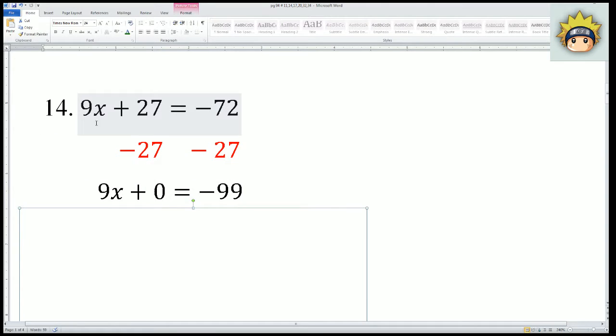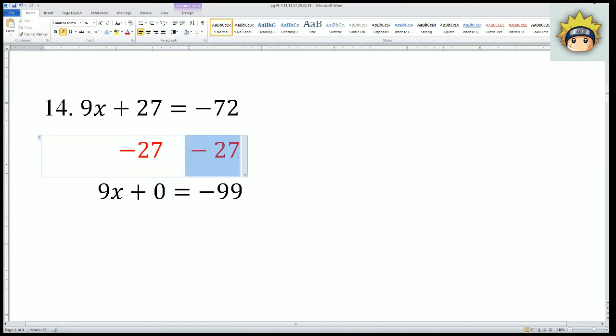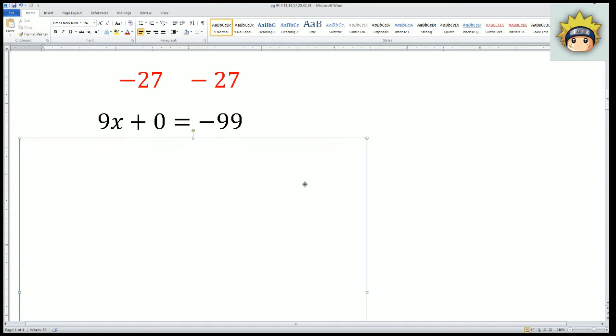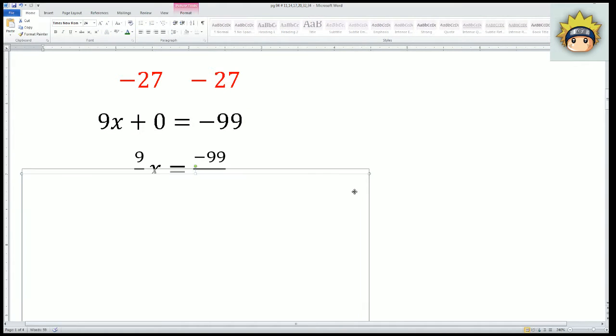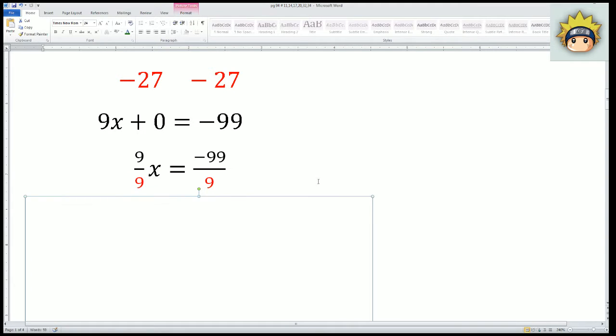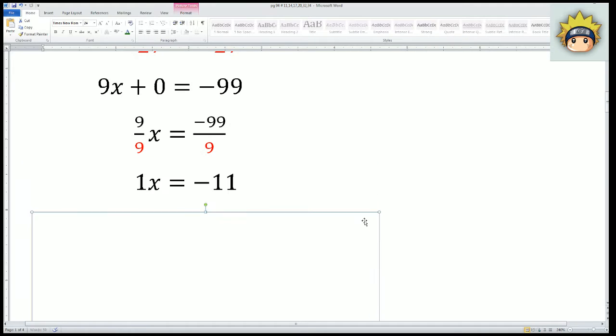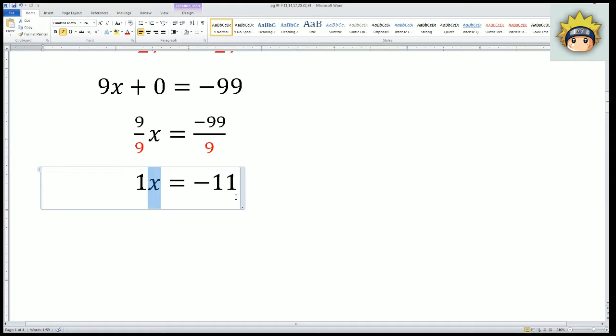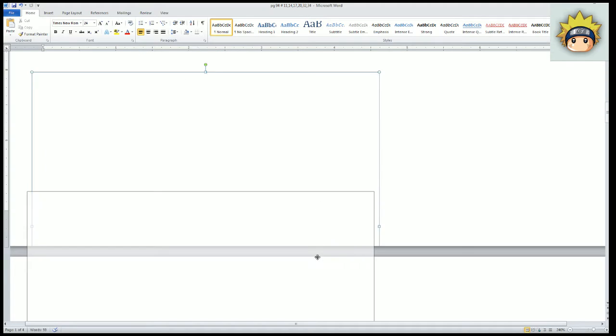I end up with 9x, that comes straight down, plus 27 minus 27 becomes 0. Negative 72 minus 27 is negative 99. Notice anything I do to the left hand side, I also do to the right hand side. I don't write the plus 0, so I can just rewrite the problem as 9x = -99. Here, I will divide by 9 on both sides so I can get x alone. I end up with x equals negative 99 divided by 9, which is negative 11. A negative divided by a positive is still negative. Alright, let's do the next one.